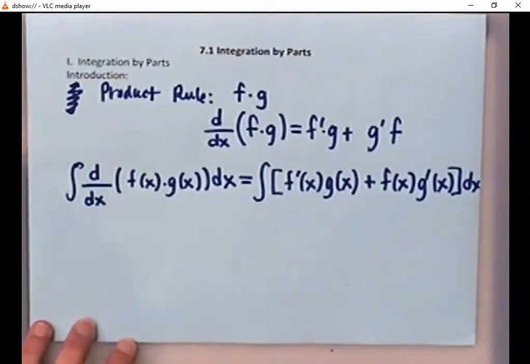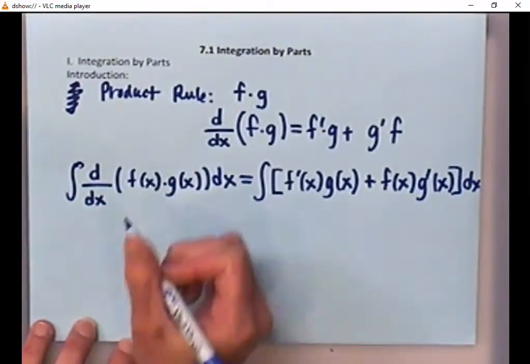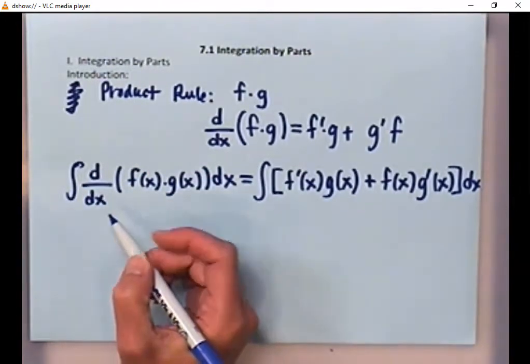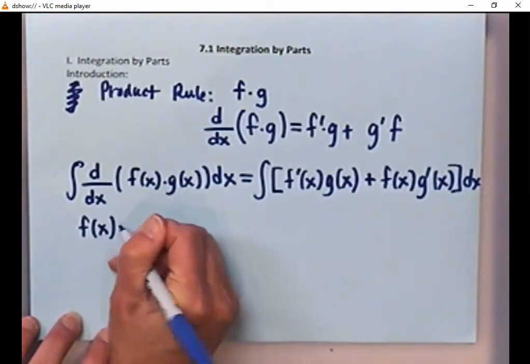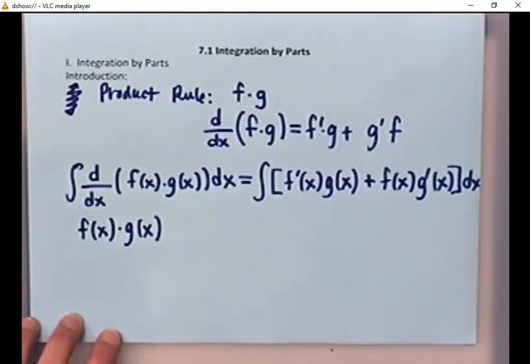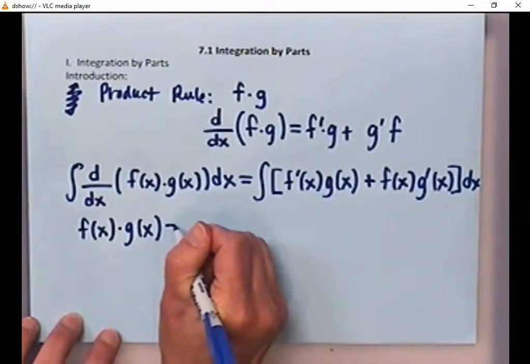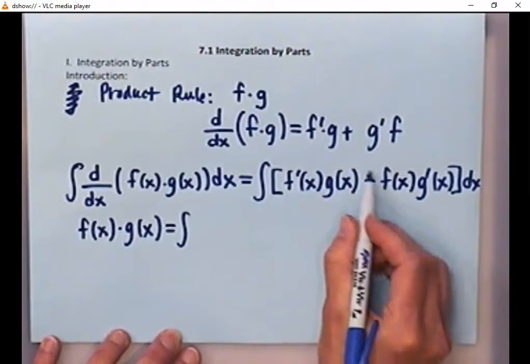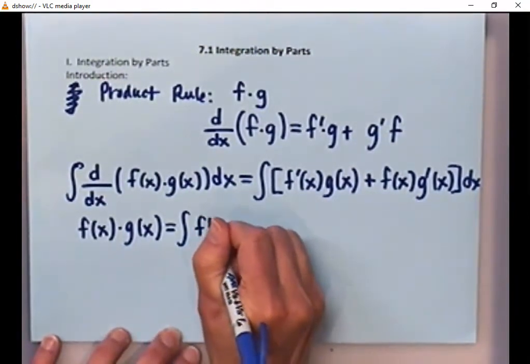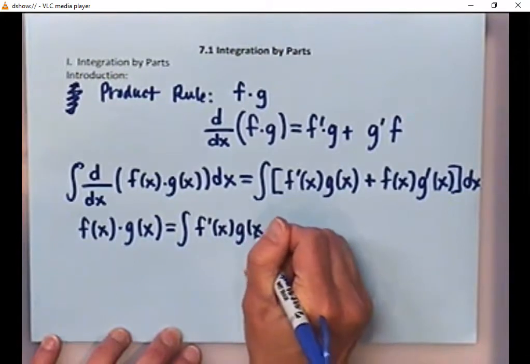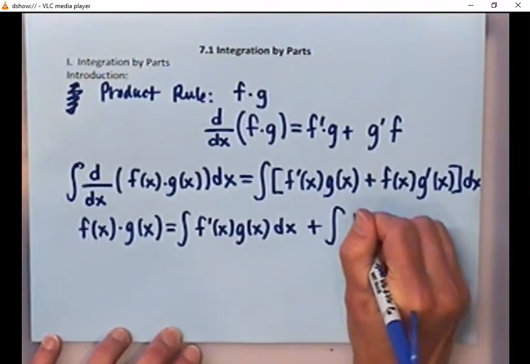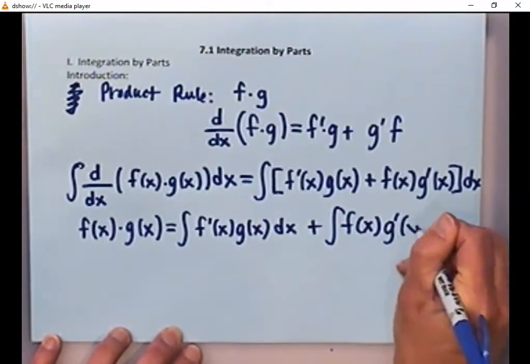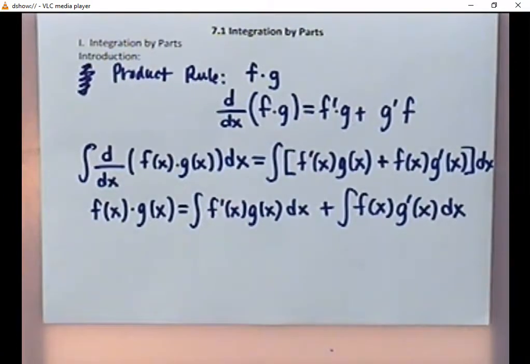Now when you integrate a derivative, what happens to it? Cancels, right? When we integrate a derivative, it's like undoing the derivative. So all we get left over here is f of x times g of x. Okay, so that's what we're left with here. No problem. On the right-hand side, I'm going to separate them into two integrals. They're separated by addition, so I can separate those into two. One will be f prime g, and the other one f g prime. Okay, so I'm just showing you where this integration by parts rule comes from.